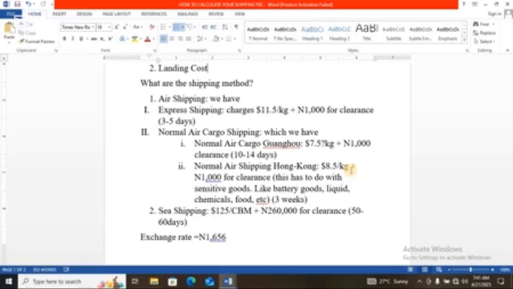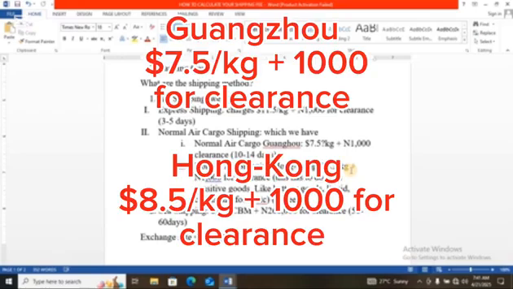So the second type of shipping is normal cargo shipping, which has normal air cargo shipping, which makes use of Guangzhou, and then the second one is normal air shipping, which makes use of Hong Kong. Now the difference between these two: for Guangzhou, I don't know if I pronounce it well, it is $7.5 per kg plus 1,000 naira clearance. It takes 10 to 14 days to arrive.